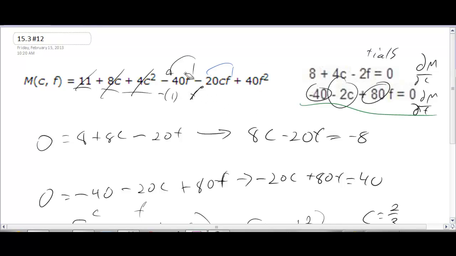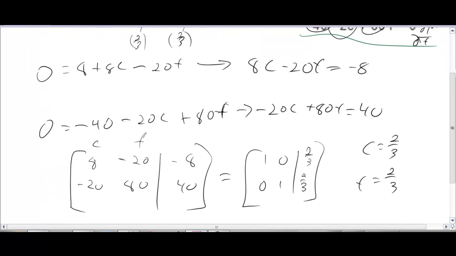So we're going to go back to our original equation up here, and everywhere we have a C and an F, we're going to replace it with 2/3 right there, 2/3, and so on. We'll pop all those in and find out what M is. I'm not going to worry about that for now. I'll let you do that part.